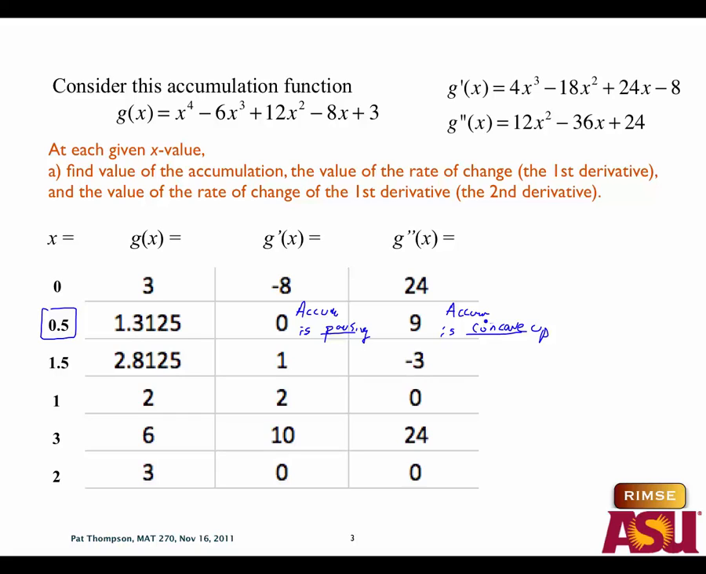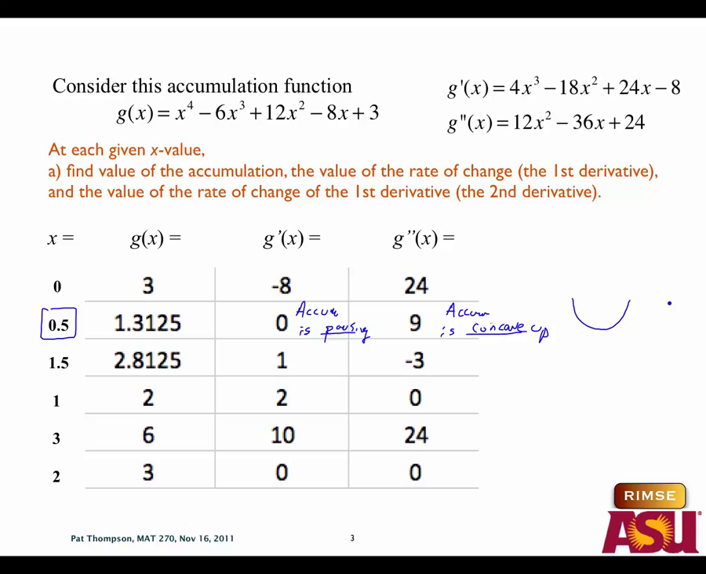And there's two ways that the rate of change can increase. It can get less negative or more positive, right? So on the left side, the rate of change is getting less negative. That's increasing rate of change. On the right side, the rate of change is getting more positive. That's increasing rate of change. Okay? And so that gives us this concave up shape to the accumulation graph.